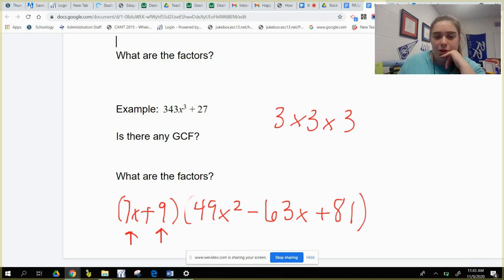Okay, so this one ended up not having a greatest common factor, right? So if you think that there isn't one, then you can go ahead and find the factors. But remember, we always want to check for that first before we move on to factor it.